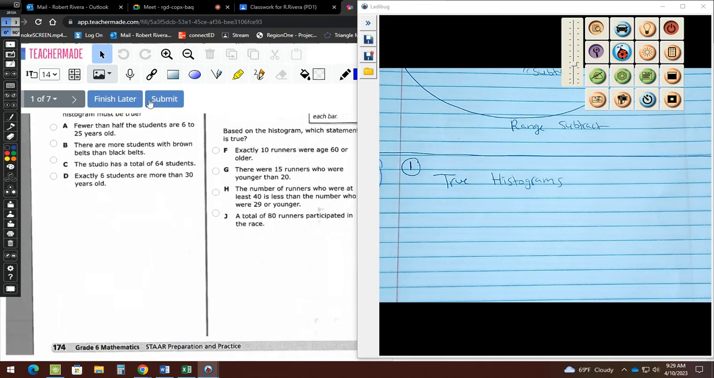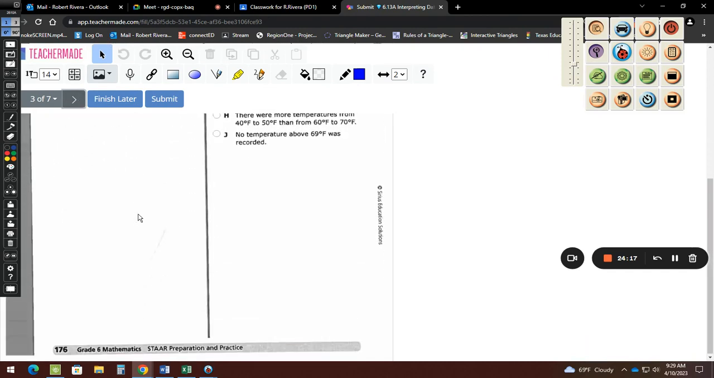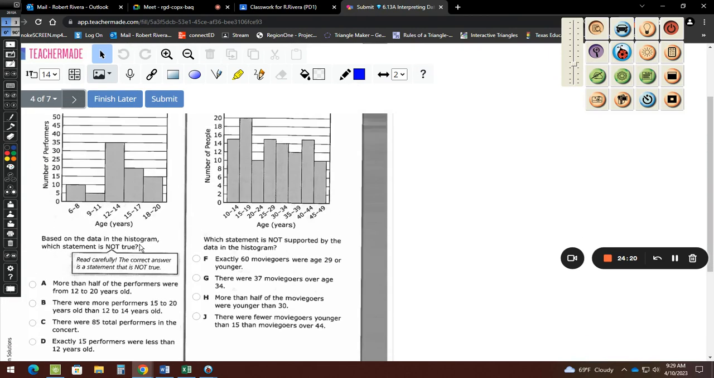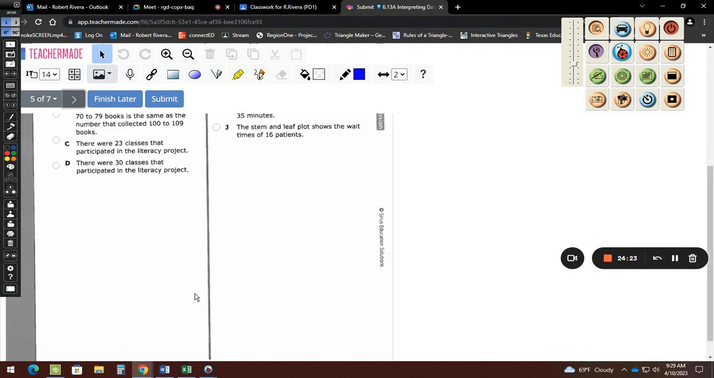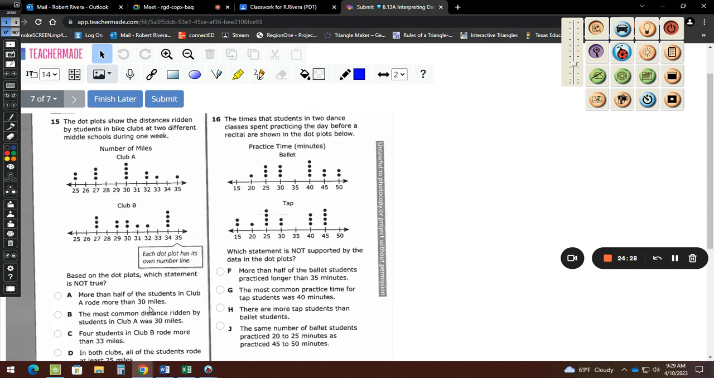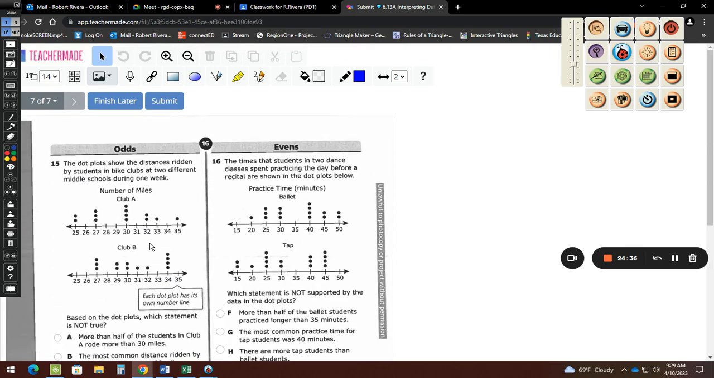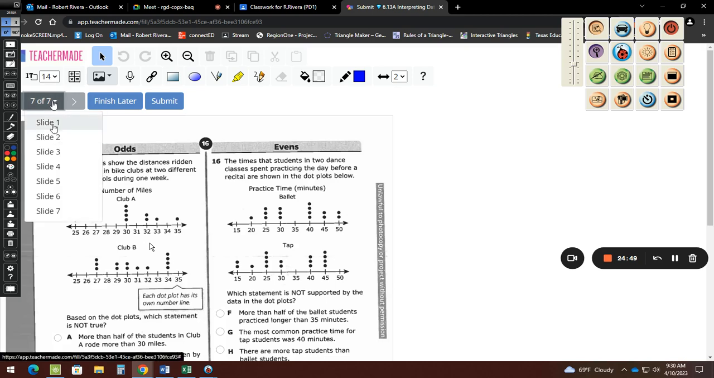Symmetrical would look like, let me see if I can find one. There has to be one that's symmetrical here. No. Let me see here. No, they didn't put any symmetrical data in this one. But symmetrical data means that everything, when you fold it, should match. And the longer one in the middle would be the median, the mean, and the mode. Okay? Let me go back to this guy.